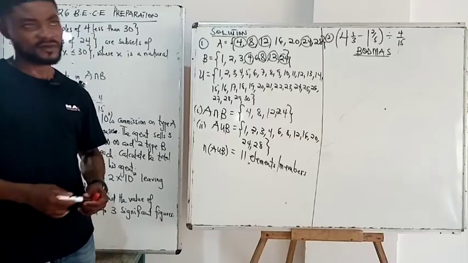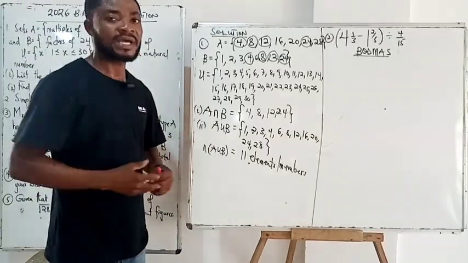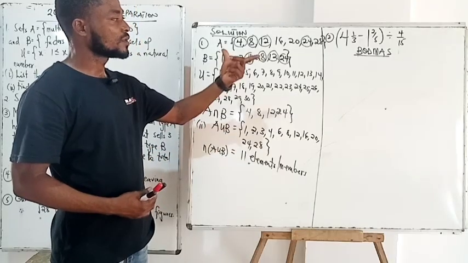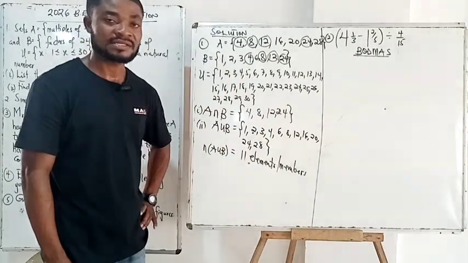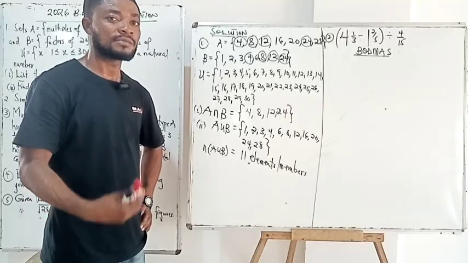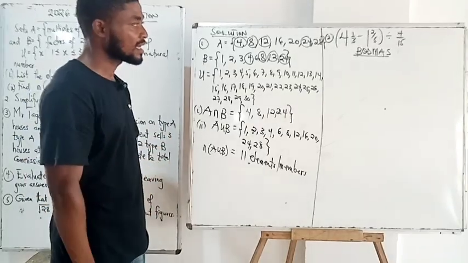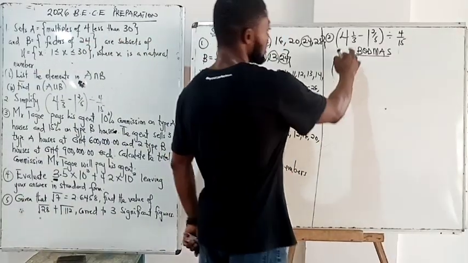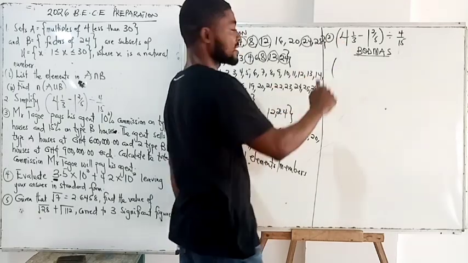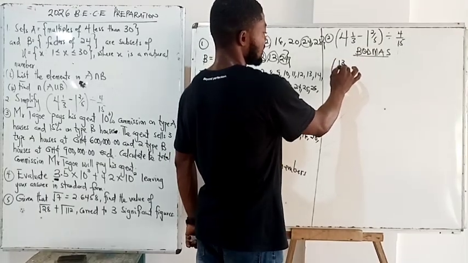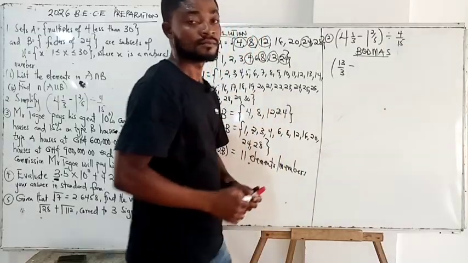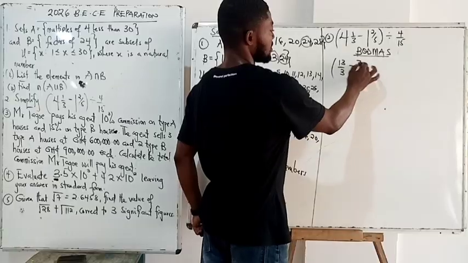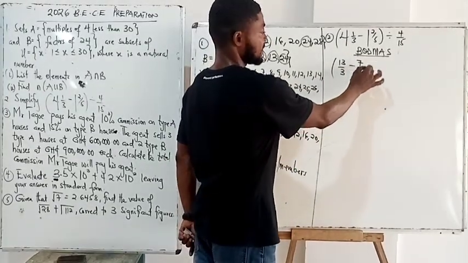So from BODMAS, is there a bracket? Yes, of course, there's a bracket. So we have to simplify what we have in the bracket first, and then we can proceed to do the other simplification as well. When we look in the brackets, we can see mixed fractions. So we convert our mixed fractions into improper fractions before we can proceed with any other addition or subtraction or multiplication or division. So 3 times 4 is 12 plus 1, 13 over 3 minus 5 times 1 is 5 plus 2, 7 over 5.